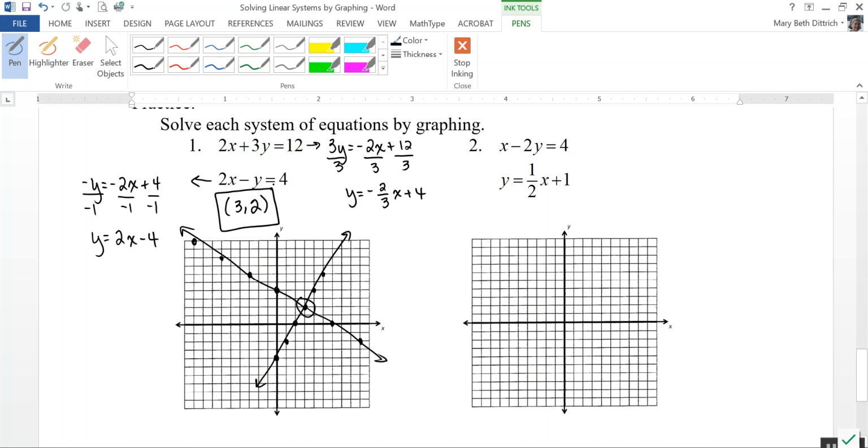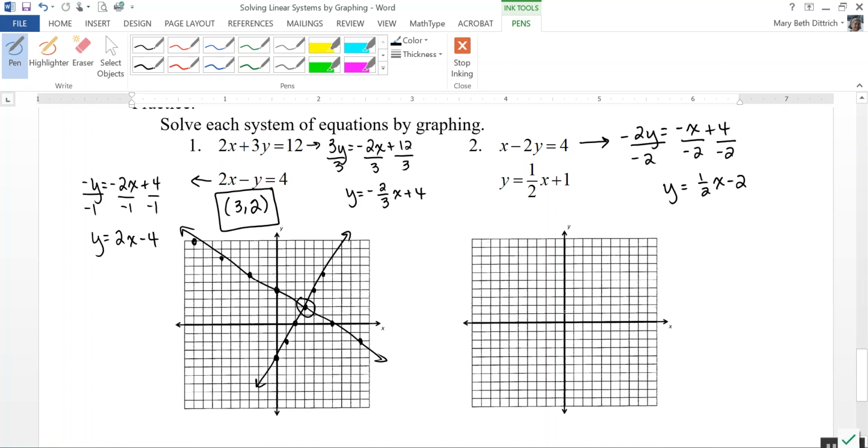Let's take a look at our second set of equations here. So this one I'll rewrite in slope-intercept form by subtracting an x on both sides and then dividing by negative 2. That's going to give me y equals 1/2 x minus 2. And my other equation is already written in slope-intercept form, y equals 1/2 x plus 1. And I notice right away that I have the same slope, so that means these lines are going to be parallel, and different y-intercepts, so they are not the same line.